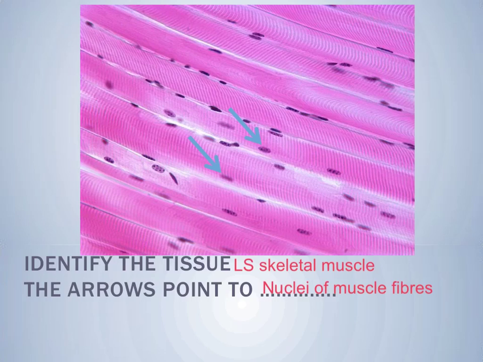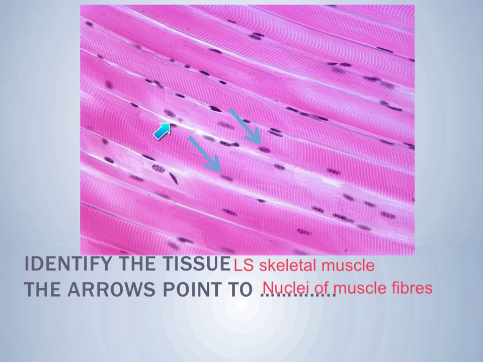Also, it is a picture of the skeletal muscle, and you should mention the direction. The direction here is a longitudinal section. Why? Because the fibers are cylindrical in shape. Why is it skeletal? It is cylindrical, non-branching, and it has multiple peripheral oval nuclei. So it is an LS in the skeletal muscle, and we have these nuclei.